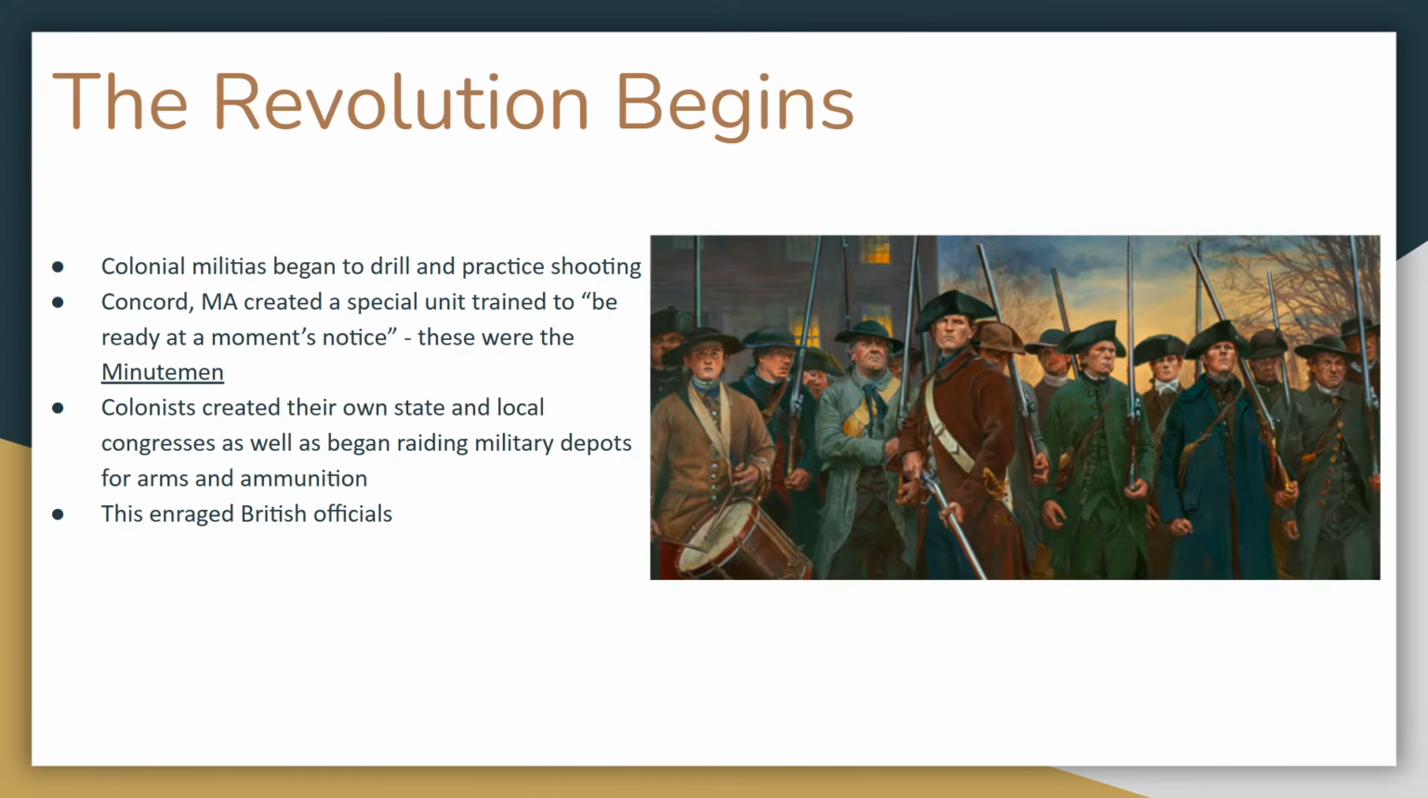So, these people are getting prepared, and colonial militias are drilling, they're practicing, they're arming themselves, they're buying guns, they're stockpiling ammo. This is where we get the Minutemen in Concord. They're supposed to be ready at a moment's notice. These were the frontline troops. They were the shock troops of the colonial militia. That's where UMass gets its mascot, the Minuteman.